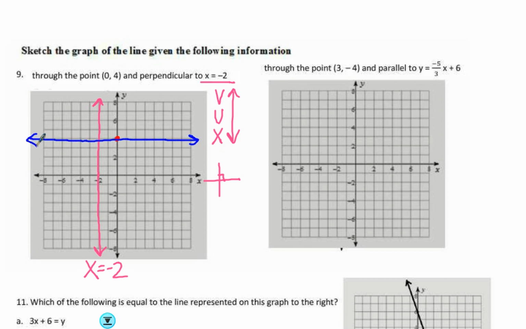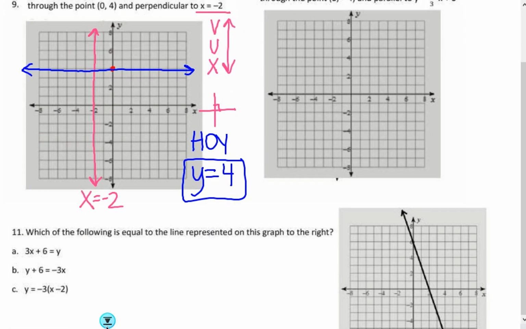All right, our horizontal lines, those are special cases. Now you should be thinking y equals. And that's going to be a special y equals. And where does it cut through our y-axis? And that is at 4. So our equation there would be y equals 4. All right, the next one we're going to look at real quick is number 12.